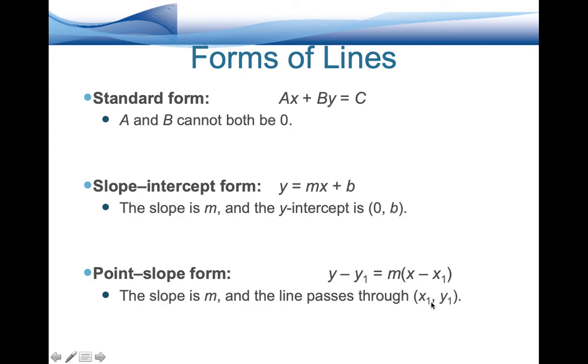And on this one, y stays y, x stays x. Y1 is the point for the first one, or the y point for the line. This is the x point for the line. M is the slope.